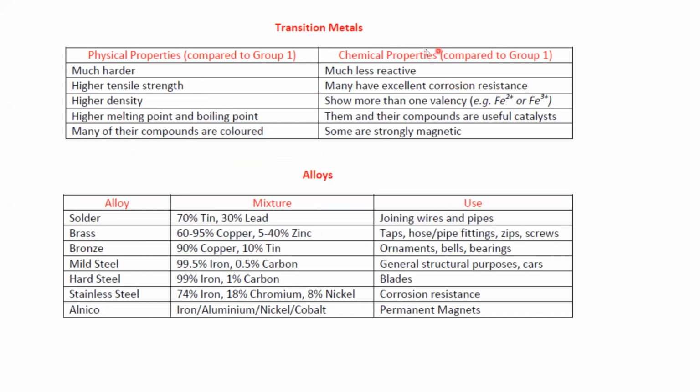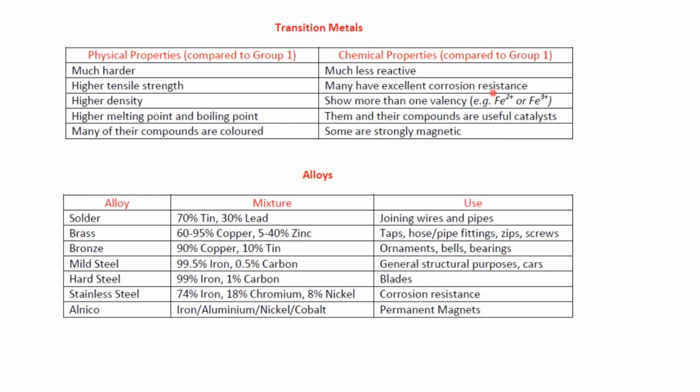What are the chemical properties? Transition elements are less reactive compared to group 1. They have excellent corrosion resistance. But what is the concept of corrosion? With the passage of time, if you leave, for example, a piece of iron outside for maybe 3 months or 1 year, you will find that there is a layer of rust on the surface of the iron. What we call this process is corrosion.